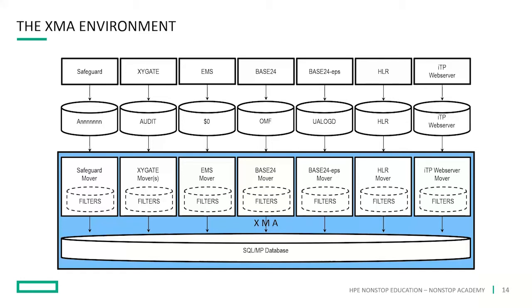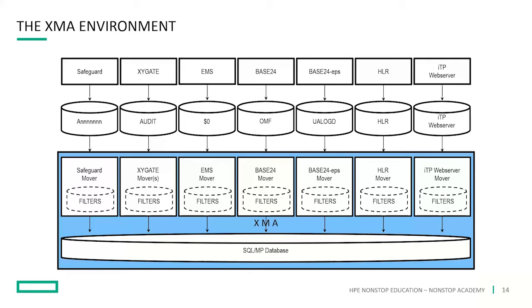In this case, $0 is the default. We also collect off of $ZCLA if you have CLIMs. For Base24, we read off the OMF, which can change periodically. Or for Base24 EPS, they call it the UA log D. The HLR has its own audit trails, and of course the ITP web server does as well.